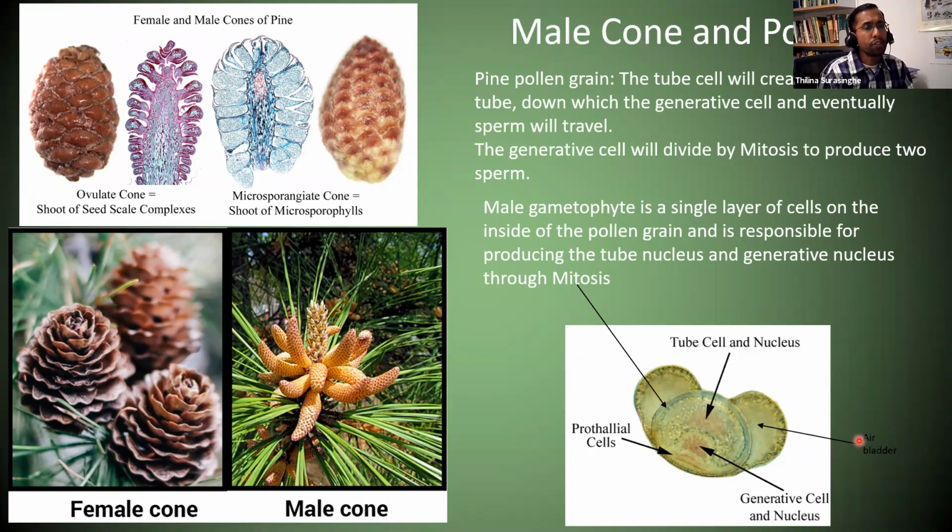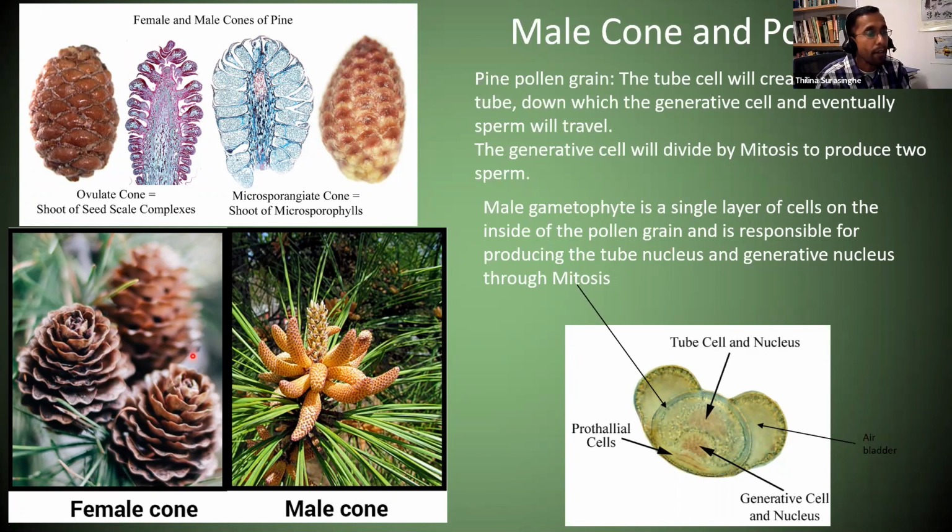Now, this developing, growing, maturing pollen grain can be considered the male gametophyte. It's a very simple, very small structure, just like the female gametophyte. It's simply the job of the male gametophyte to create sperms and make sure the sperm is properly delivered into the female gametophyte.